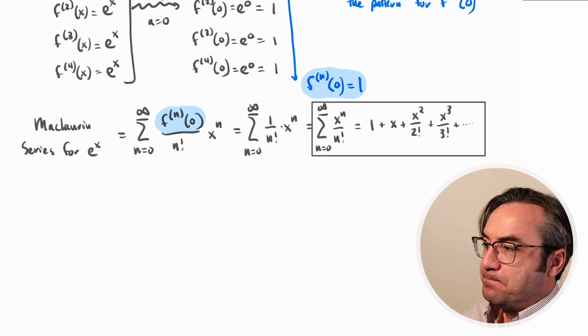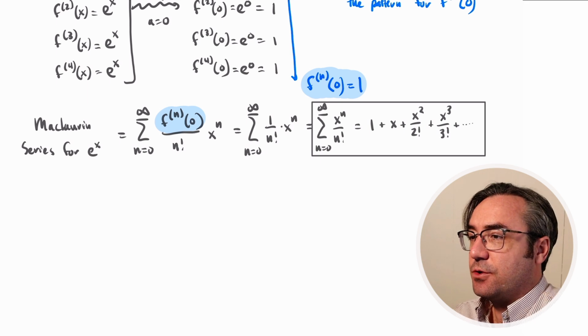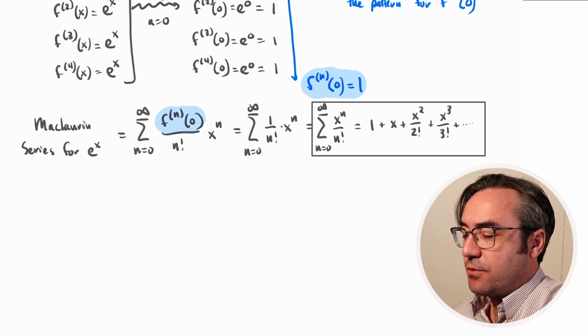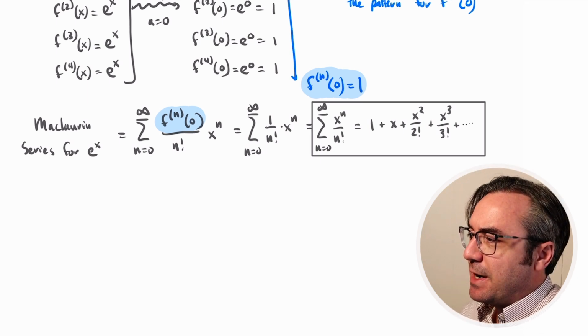All right. Now what about the radius of convergence? We want to find the radius of convergence for this function, or this power series.